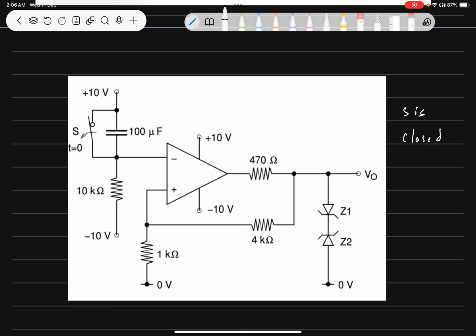This is S, and this is initially closed. When this is closed, this cap is a short, so it is no longer in the picture. And since this is a short, if this is 10, this is also 10. So we have the potential of this node as 10 volts.